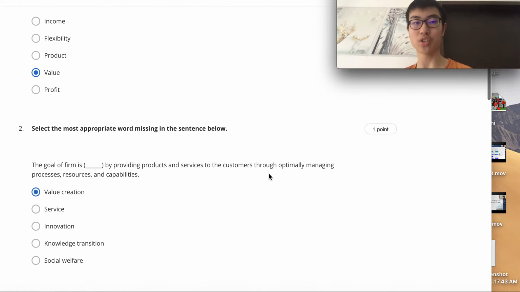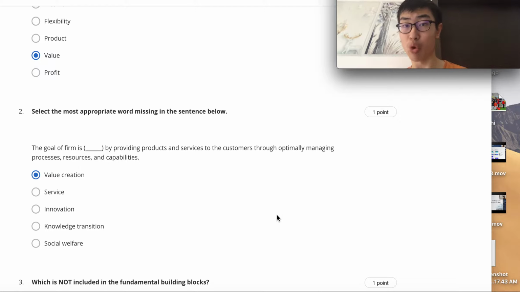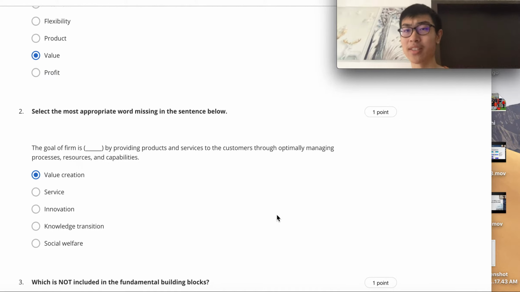For the second question, the goal of firm is actually value creation when we optimally manage our processes, resources, and capabilities. So I think this question is also pretty straightforward.